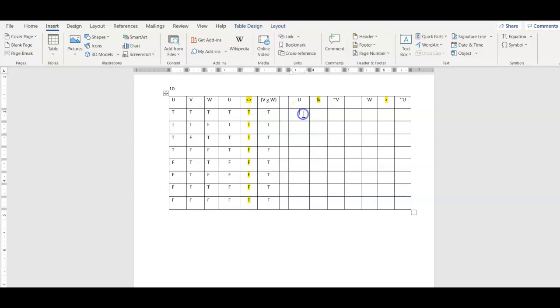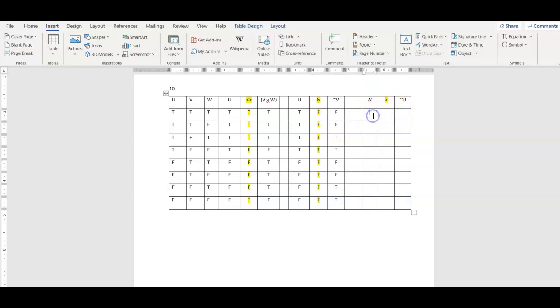All right, U and not V. Again, T, T, T, T, F, F, F, F. So not V is going to be F, F, T, T, F, F, T, T. Right, so I just took the V column and flipped all the truth values to get not V. Now the conjunction, they both have to be true for the whole thing to be true.